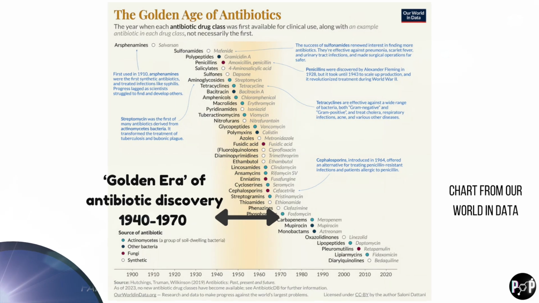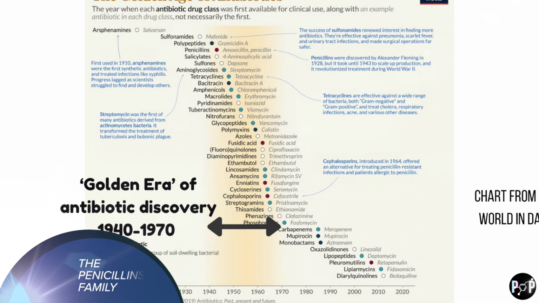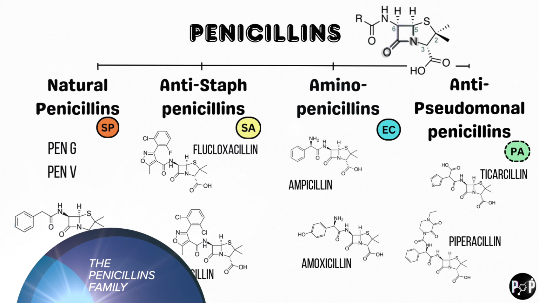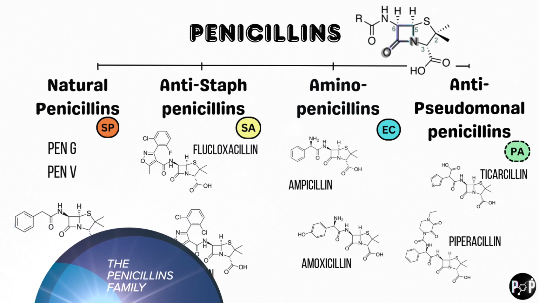The penicillins and other beta-lactams evolved to try and address the issues of emerging resistance and also to try and target other types of bacteria, including multi-drug resistant organisms.